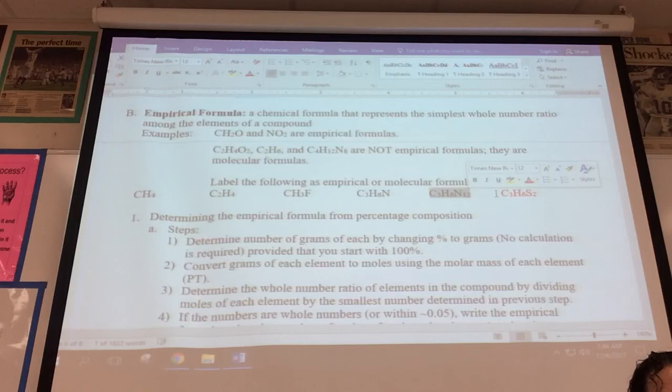So if you had something like C5H7, that's also going to be empirical. You can't reduce that down. All right, and that's where the math really comes in, just the baby math that you learned back in probably 3rd, 4th, or 5th grade.